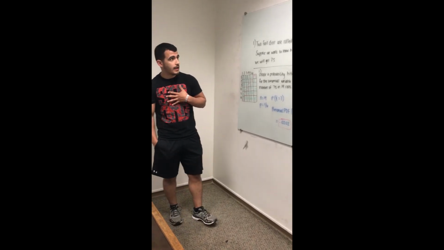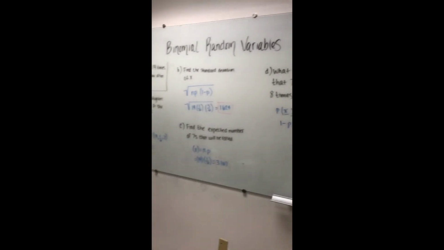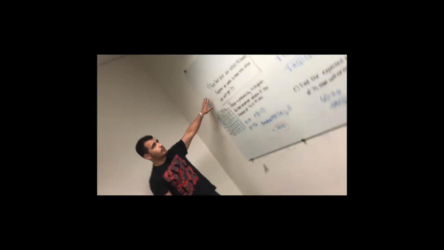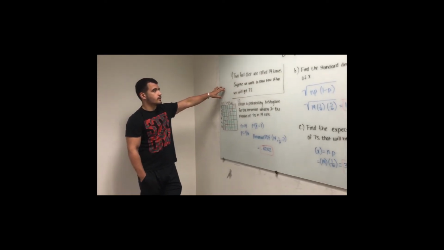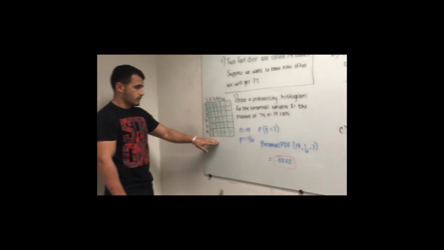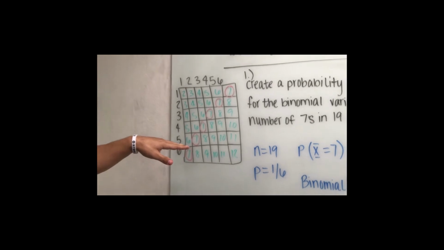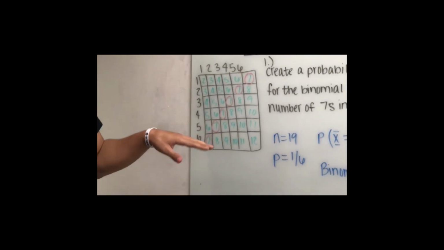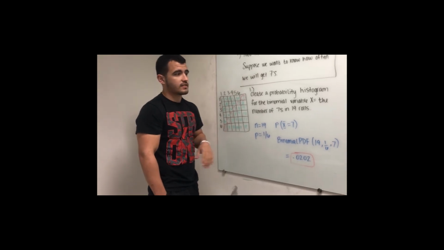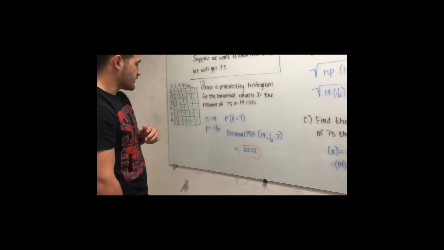I'm Ernesto, and I'm in group 5, and I'm going to be going over binomial random variables. Our problem is: 2 fair dice are rolled 19 times. Suppose we want to know how often we will get 7s. I've already created a chart to indicate how many times out of 36 possible chances we will get 7s. The total is 6 out of 36, which reduces to a 1/6 chance of getting a 7.